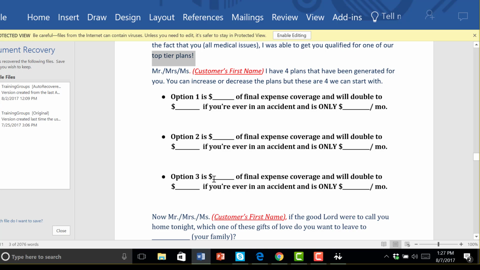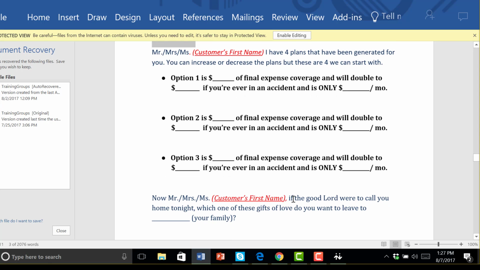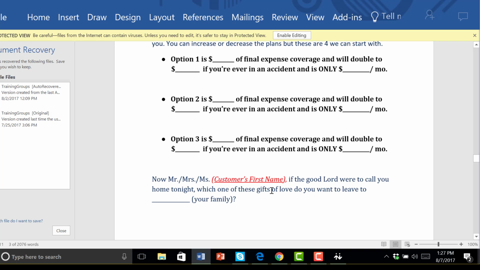Now, Ms. Carol, option 3 is $15,000 of final expense coverage. That'll double to $30,000 if you're ever in an accident, and that one's only $75 per month. Now, Miss Carol, if the good Lord were to call you home tonight, which one of these gifts of love do you want to leave to your family? If you kind of know it's their daughter, like she said, yeah, my daughter's name is Kirsten, then say: which one of these gifts of love do you want to leave to Kirsten?